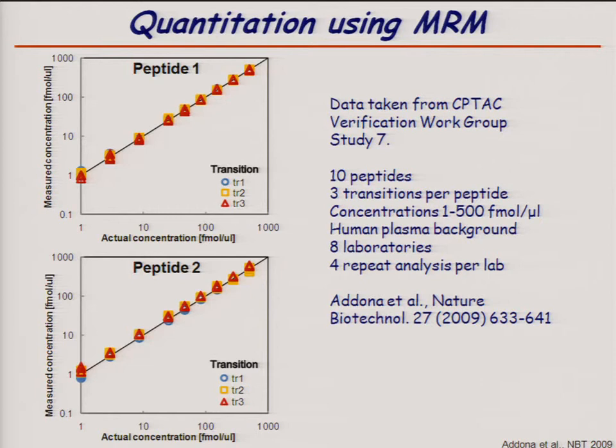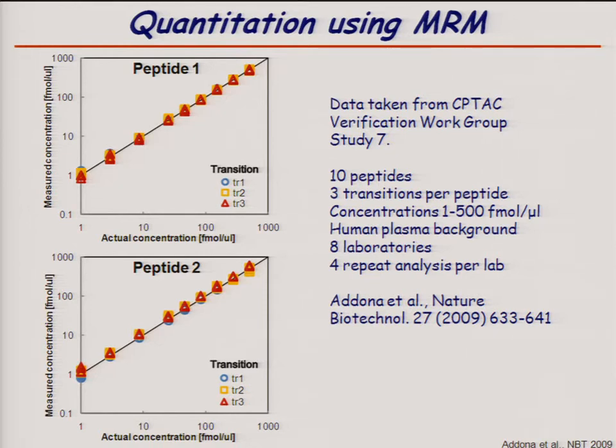So let's look at some experimental data to see how MRM quantitation is done. This is data taken from the CPTAC verification workgroup study 7, which was a multi-lab study where they looked at 10 peptides, 3 transitions per peptide, over a concentration range of 1 to 500 femtomole per microliter in a human plasma background. The study was done by 8 labs, and each lab did 4 repeat analyses of each sample.